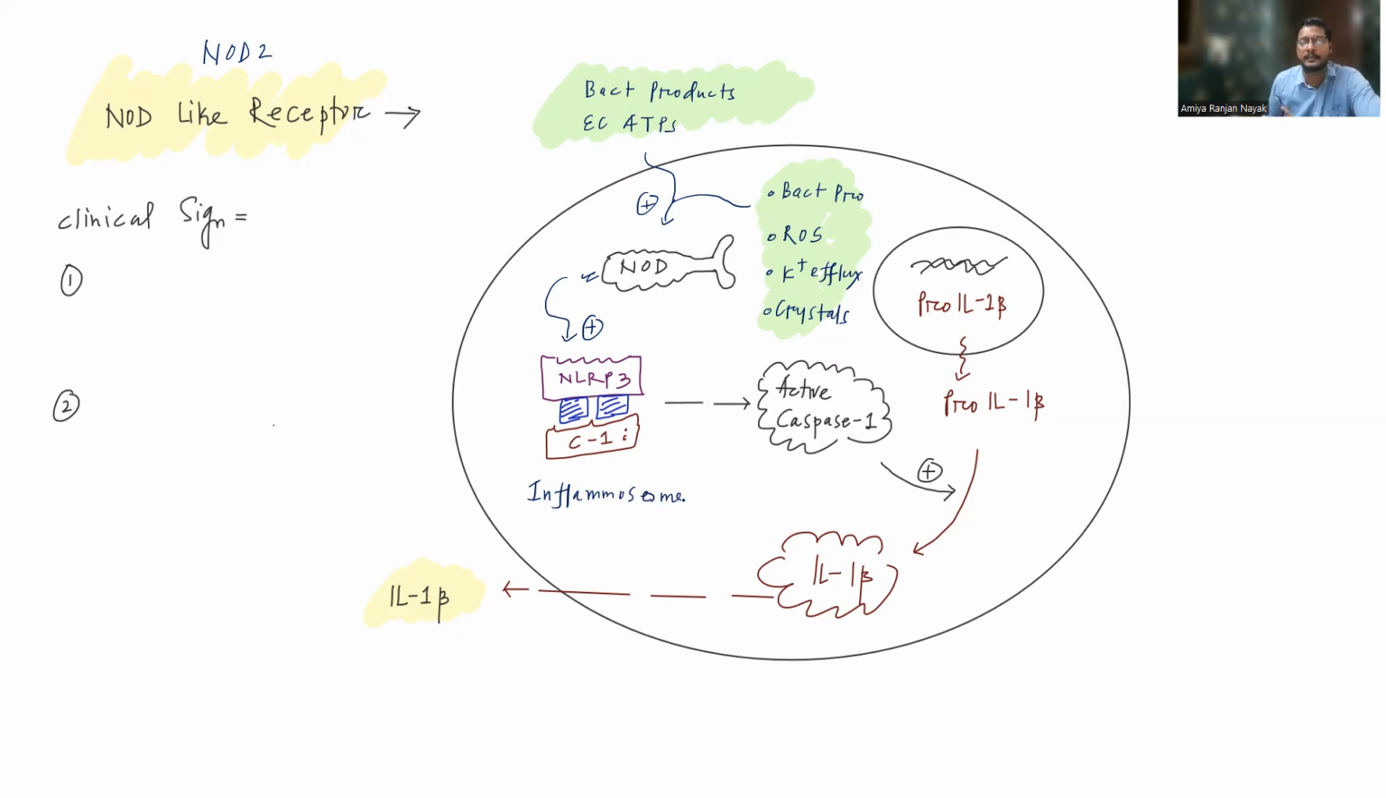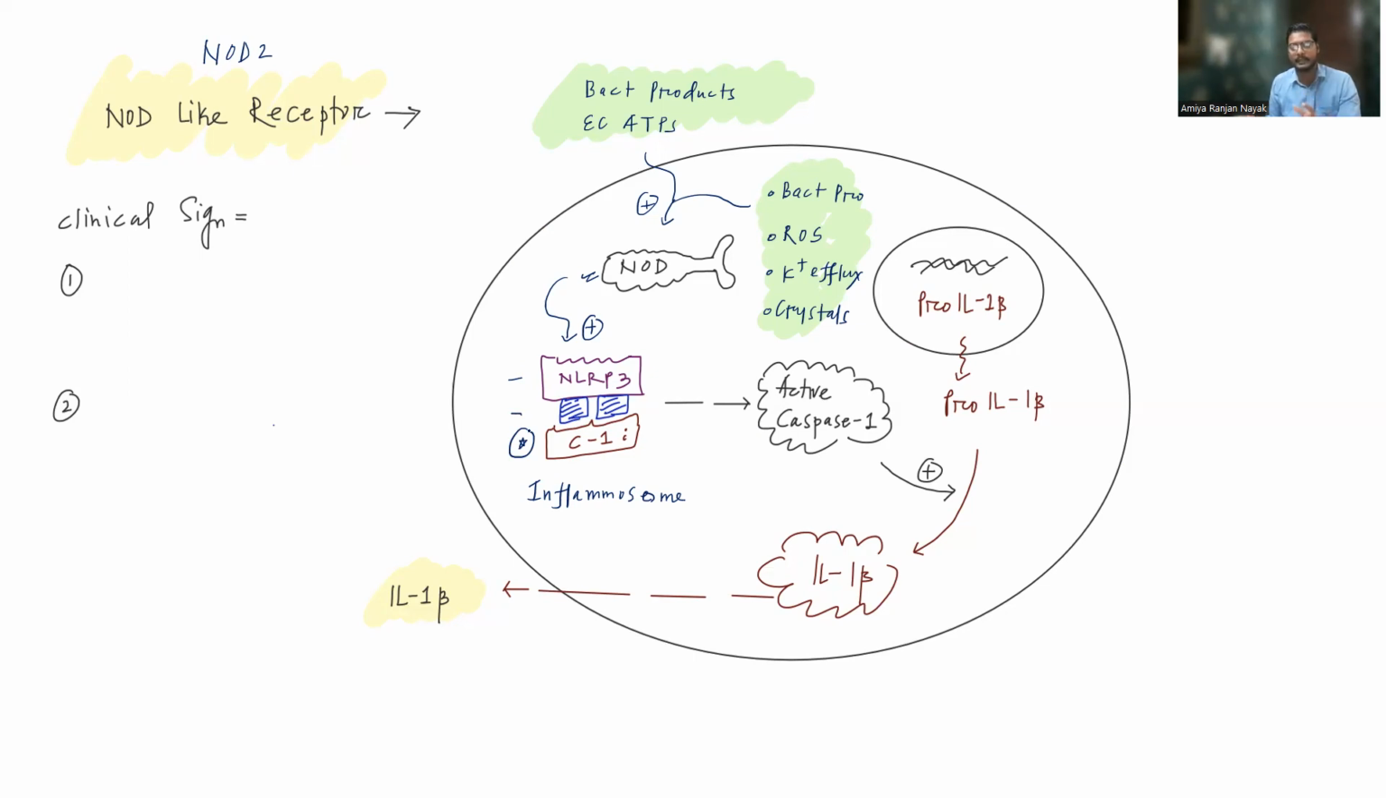This multi-protein complex usually has three important components. One is the NLRP3, that is leucine-rich protein 3. They will also have an adapter protein, but most importantly, they will have caspase 1 in the inactive form. So this inflammasome is composed of NLRP3, adapter protein, and caspase 1 in the inactive form. Once the NOD-like receptor is activated, it is going to activate this inflammasome.